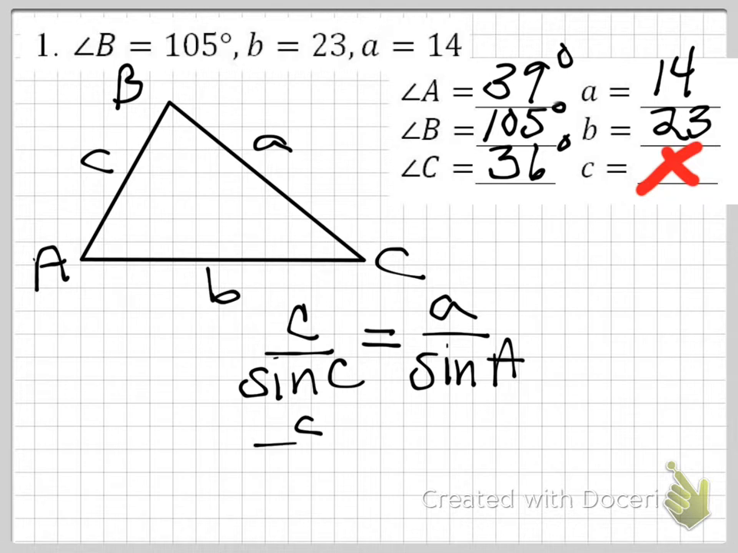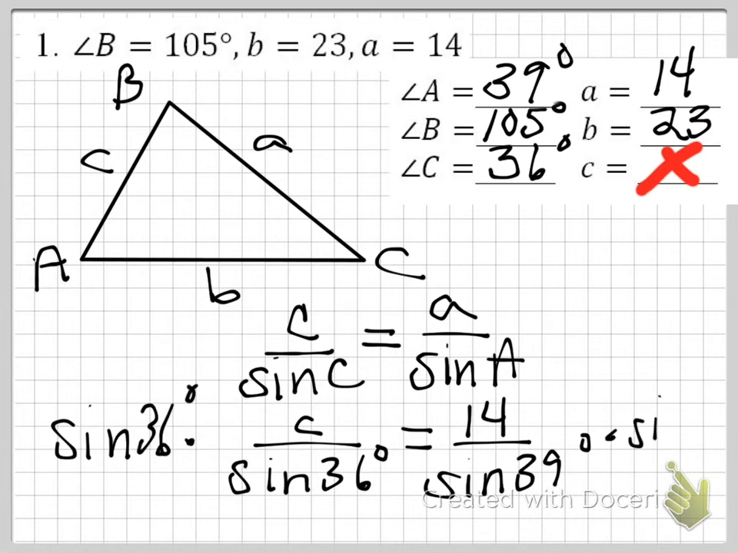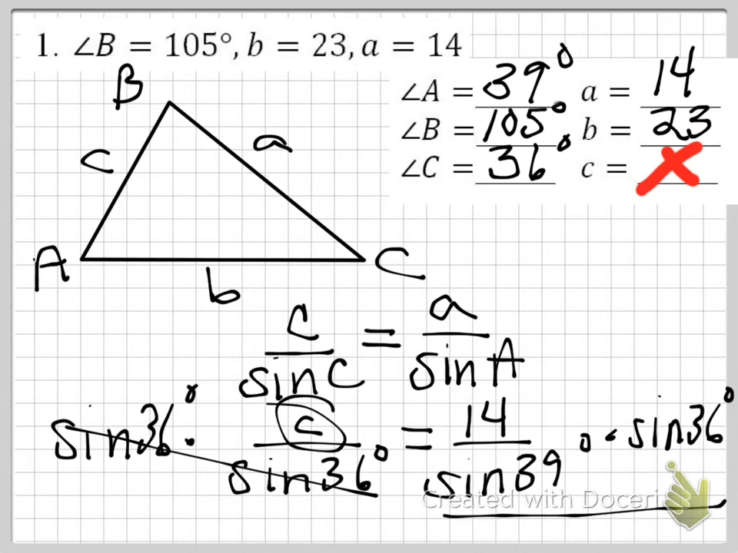So what I'm going to do now is plug in what I know. I don't know what c is, but I do know that angle C is 36 degrees. I also know that side a is 14 and angle A is 39 degrees. In order to get this c by itself, I will simply multiply both sides by the denominator I'm trying to get rid of, which is sine of 36 degrees. Again, by doing that, it cancels both of those out and leaves me with the c that I want. And all I have to do is plug this into my calculator. If you plug that into your calculator, you will get that c equals 15.